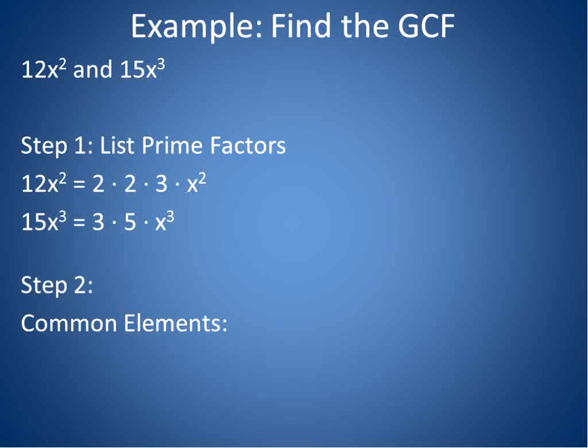The second step is that you look for common elements between the two. Between all of these prime factors here and these prime factors here, what we have in common is a factor of 3 and x squared. Notice with this one we do have x to the power of 3, but we can only take what we have in common from both. So we can take x squared out of that. That's going to be our greatest common factor. Multiply 3 times x squared for our greatest common factor between these two monomials.